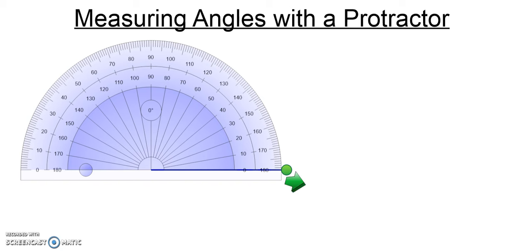When you're measuring angles with a protractor, some things you need to remember: a protractor has a straight line going along the edge. I can't write over top of this. That straight line represents 0 degrees or 180 degrees. Notice how the inside numbers go in one direction and the outer numbers go in the opposite direction. Depending on where your starting ray is, that'll determine whether you use the inner numbers or the outer numbers.